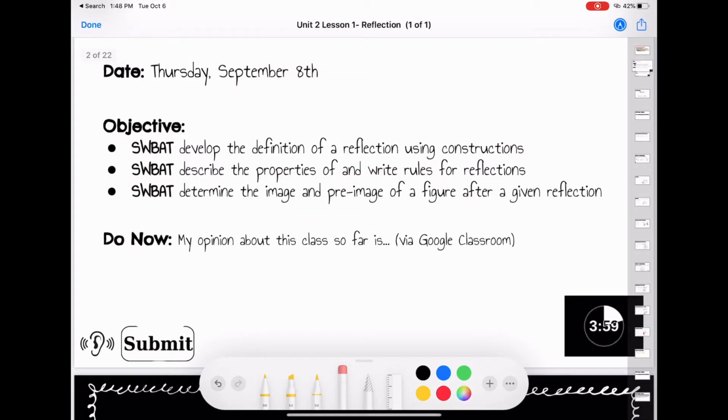Today is Tuesday, September 8th. Today's objectives are: students will be able to develop the definition of a reflection using constructions. Students will be able to describe the properties of and write rules for reflections, and students will be able to determine the image and pre-image of a figure after a given reflection. This is part of Unit 2, Lesson 1.